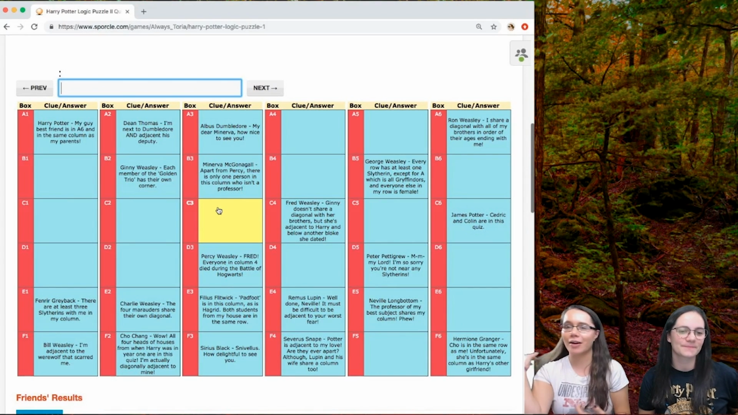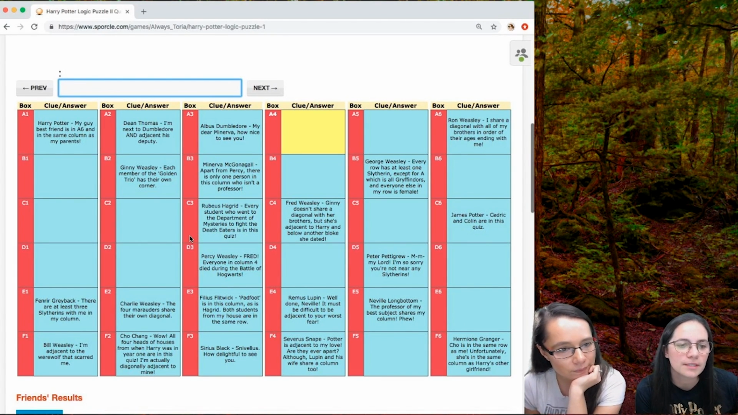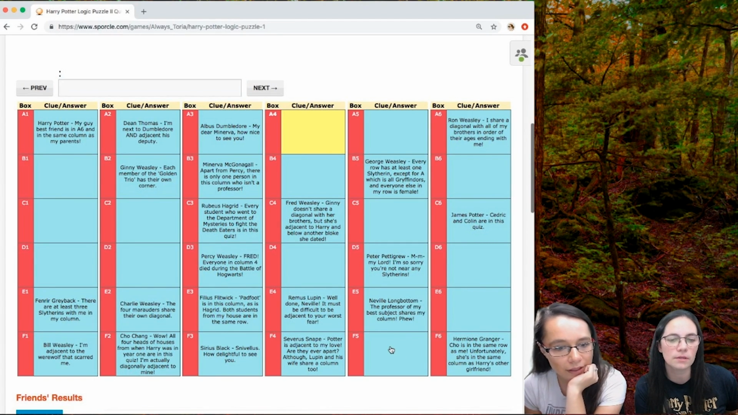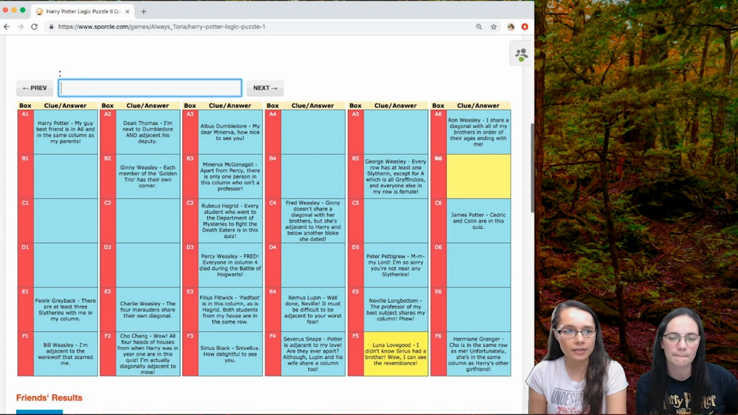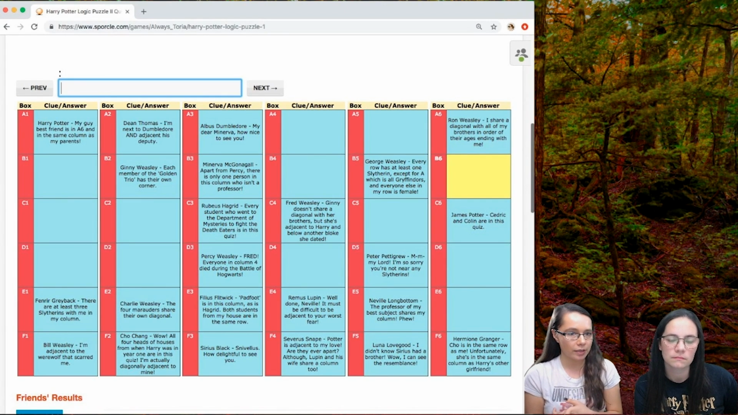Reading through the clues. I completely forgot about that clue. Yeah, I didn't even register that. Okay. Every student who went to the Department of Mysteries to fight the Death Eaters is in this quiz. So that makes Luna F5. Perfect. Are there any other people who went to the Department of Mysteries?